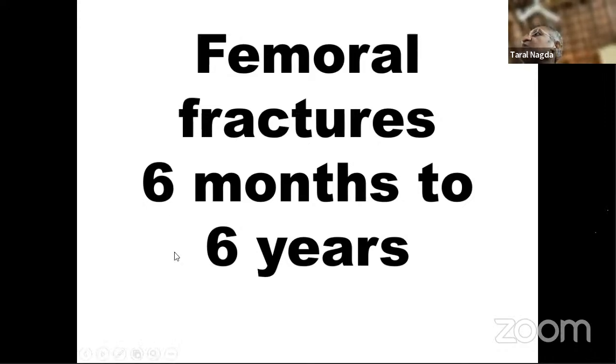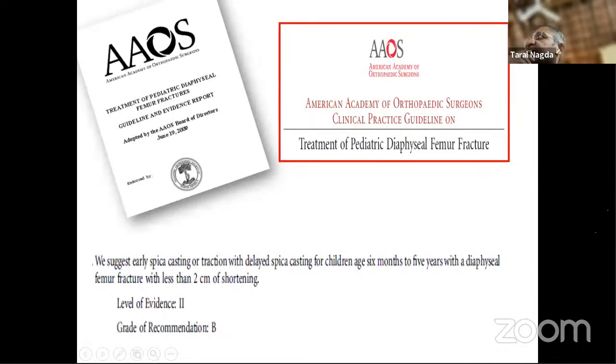Okay. So let's go to little older children, 6 months to 6 years. Sir, you told it's just 15 mm that is acceptable shortening in the age group below 2 years. If the shortening is more than 1.5 centimeters in this age group, what should we do, sir? I will not do anything.